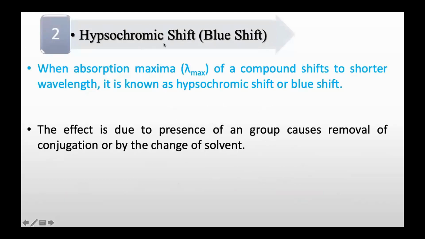Next is a hypsochromic shift. When the absorption maximum of a compound shifts to shorter wavelength, it is known as hypsochromic shift or blue shift. The effect is due to the presence of a group that causes removal of conjugation, or by the change of solvent. So here you are decreasing the conjugation. If conjugation decreases, lambda max will shift towards the blue shift or hypsochromic shift.